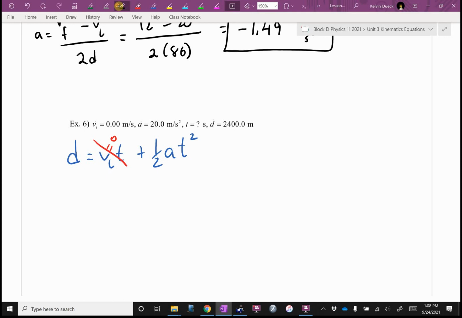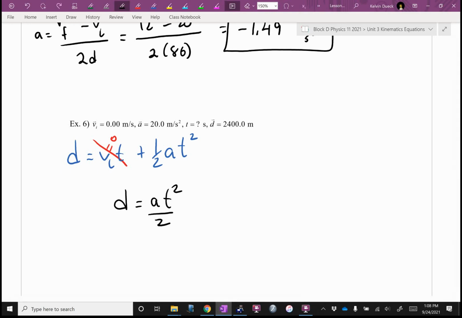Now I get a special subcase, yet another equation. Are we going to memorize it? No. It looks like this. D equals AT squared over 2. No, Mr. Duick, it was a half AT squared. Yes, okay, fine. I could put the 1 in front of the A. Can you see the 1/2? Okay, I'm not going to bother.